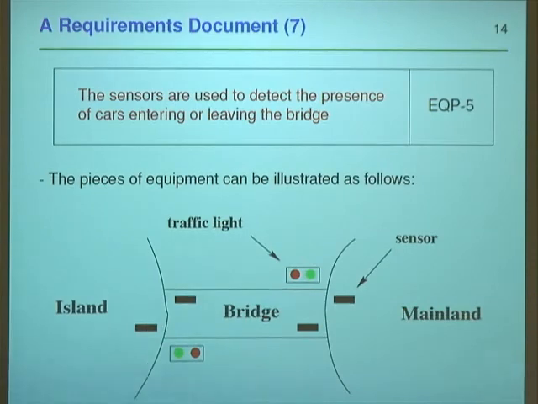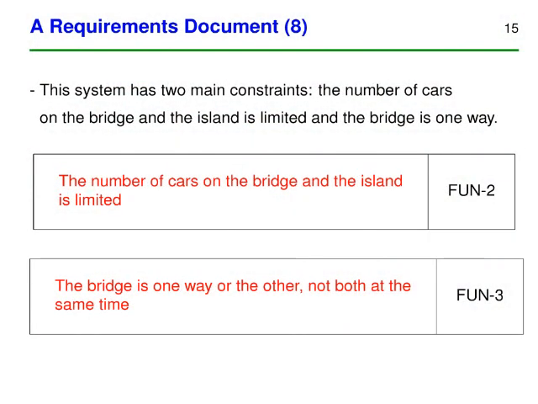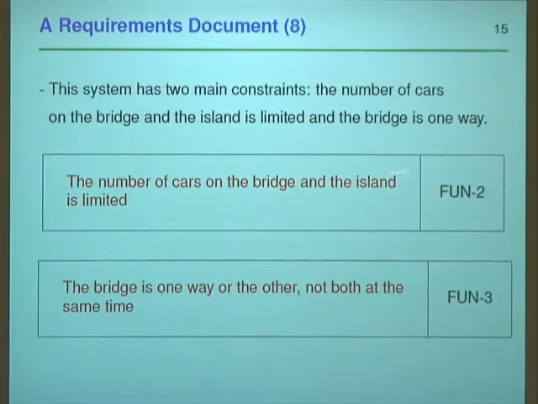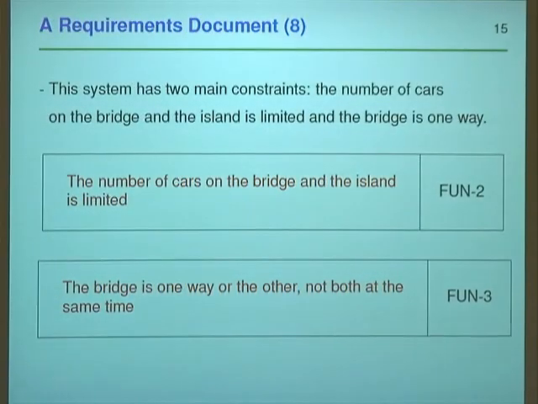Now we add the 2 main functions of the system, which are the following: the number of cars on the bridge and the island is limited for some reasons. And the bridge is so narrow that traffic is one way or the other, not both at the same time, so cars cannot cross each other on the bridge.